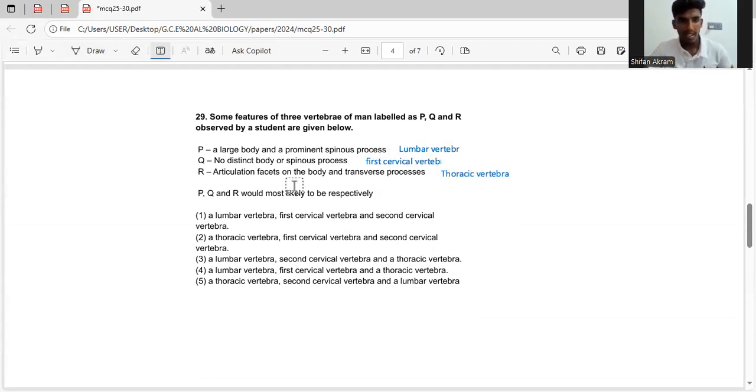Okay, so the correct answer is the fourth one because P is the lumbar vertebrae, Q is the first cervical vertebrae and R is the thoracic vertebrae. So I'll highlight it.